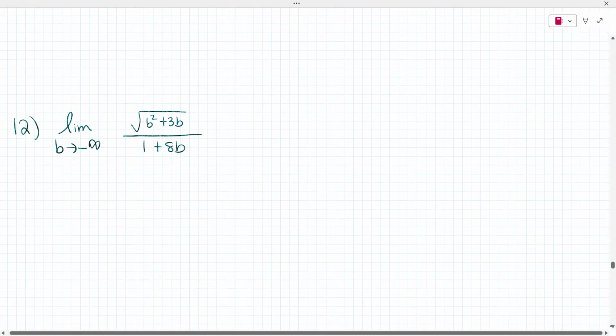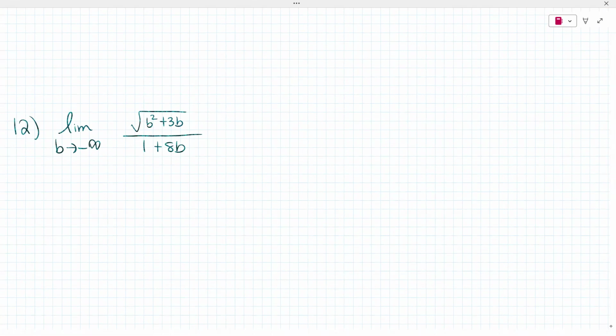Okay, number 12, what is the limit as b approaches negative infinity of square root of b squared plus 3b all over 1 plus 8b? So on the numerator, I only care about this b squared because that'll give me the highest term. So what is the square root of b squared? It's b. On the bottom, what's the highest term on the bottom? It's 8b. And what can you say about the power? They are practically the same. So you use the coefficient, so it's 1/8.